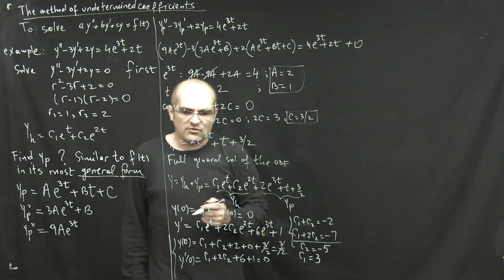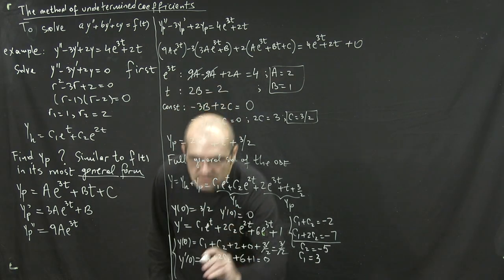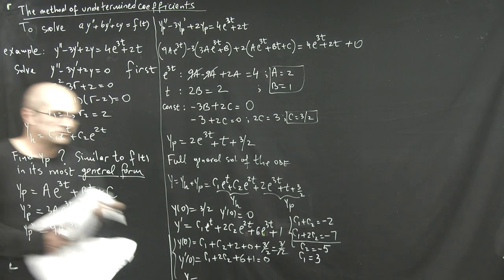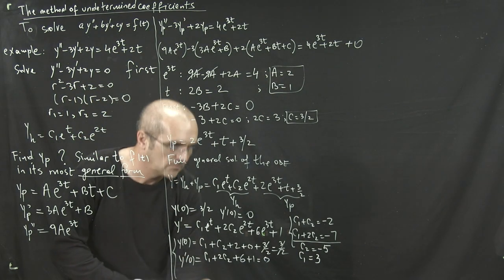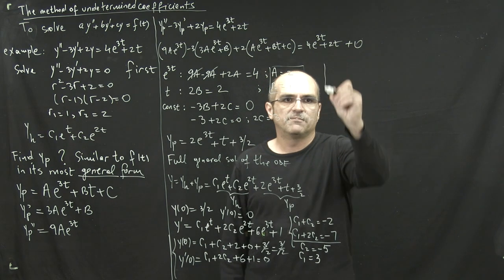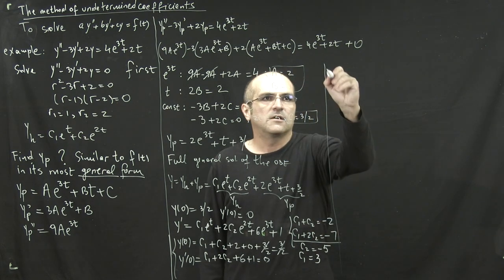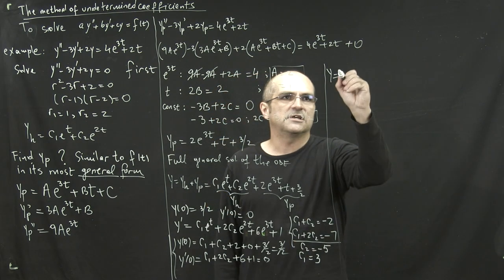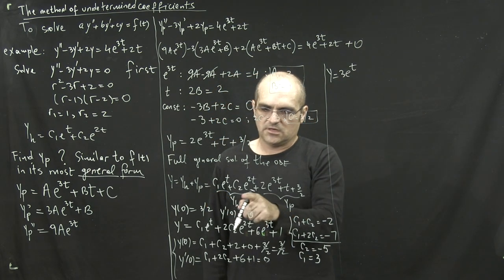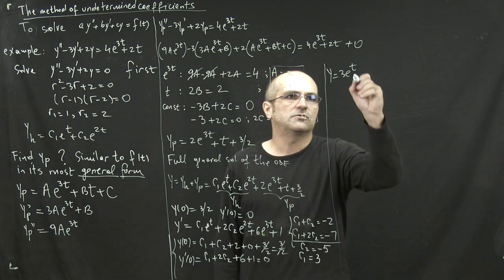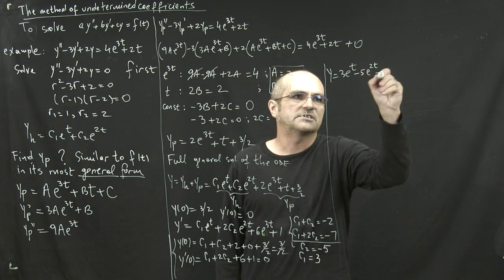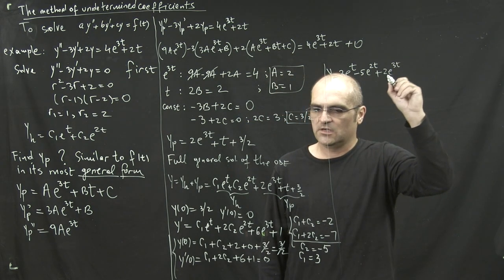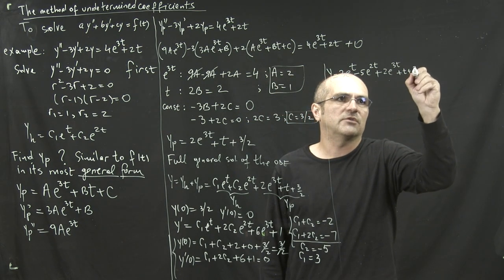So if you have an initial value problem, then the full solution in this case would be c1 e^t, that's 3e^t, plus c2, minus 5, e^(2t), and of course the particular solution stays the same, 2e^(3t) plus t plus 3 over 2.